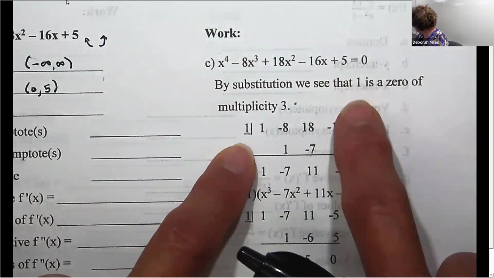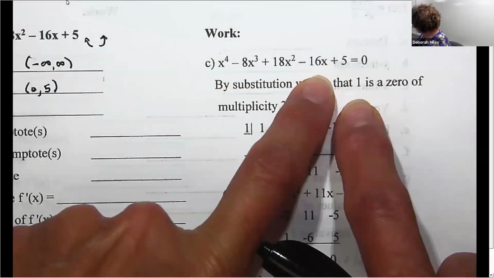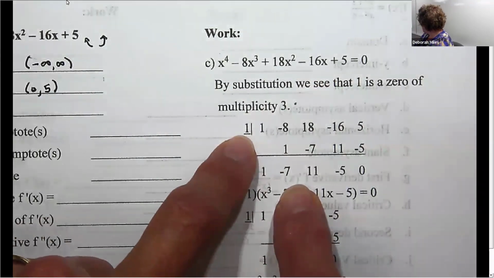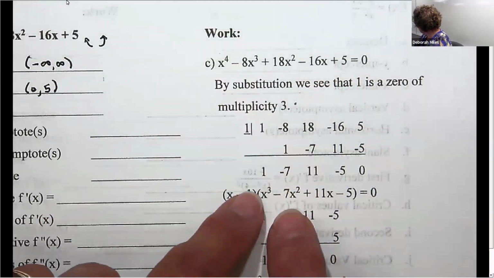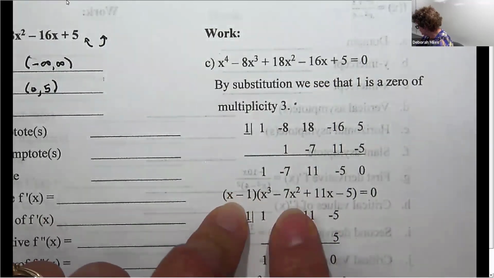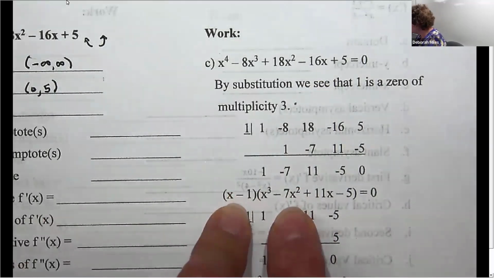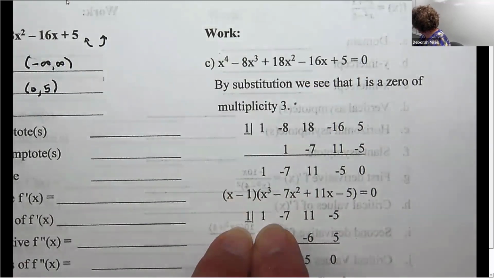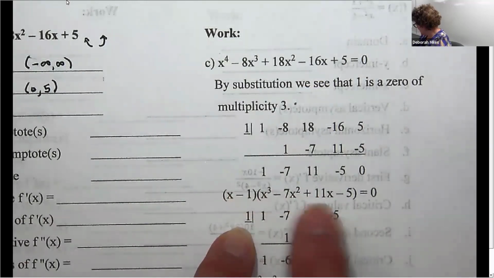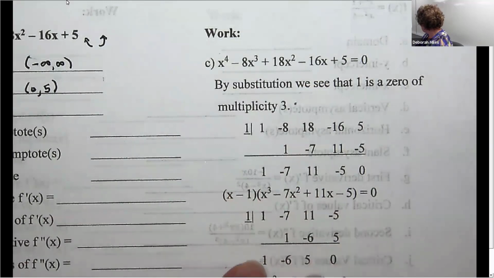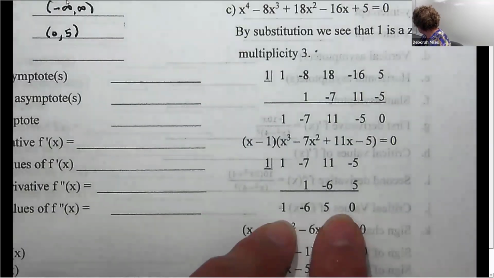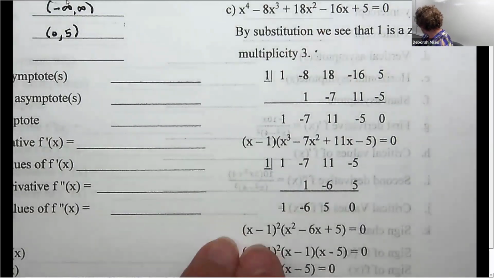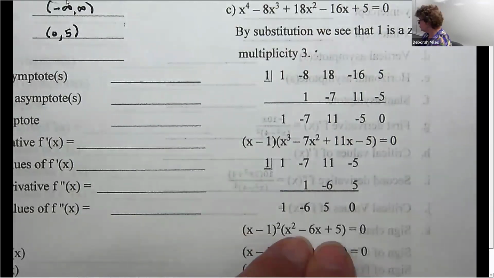So by substitution, I found out that 1 made that left-hand side equal to 0, and then I did synthetic division with 1 in the box, and that broke the 4th degree equation down into a linear factor times a cubic factor. And then I had to do substitution again to find another 0 of the function. And I found out that 1 is still a 0 of this guy. And that means when I do synthetic division, I get 0 for a remainder. And that gets my 4th degree equation down into x minus 1 times x minus 1 times this trinomial.